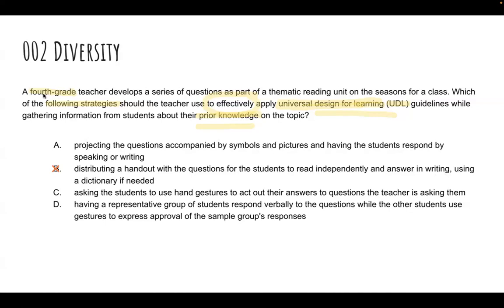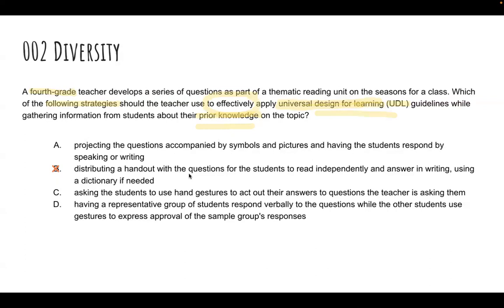Now, this is fourth grade. Fourth graders are going to read the questions, answer in writing, use the dictionary, and everyone's going to be successful, and the teacher's going to be able to gather prior knowledge in the best way? No. Most of them are going to have difficulty answering the question, so you might not even get the best responses because their writing is not at the level it should be to see what they know fully. So I would say B. I could bet myself $5 easily that's not the right answer.